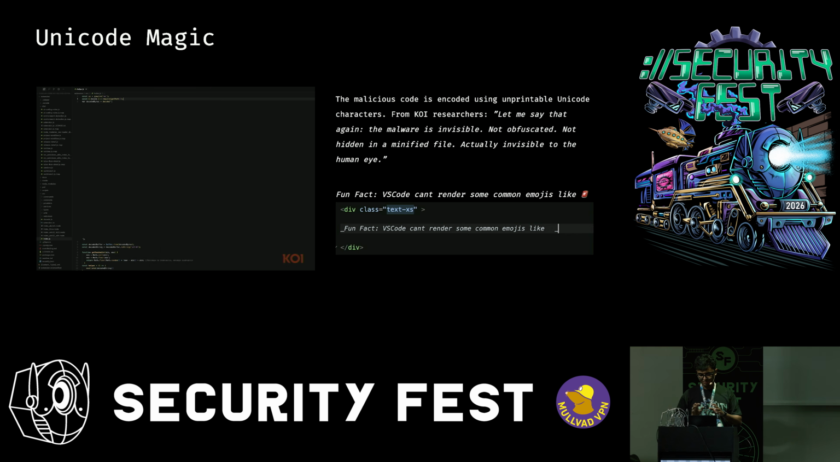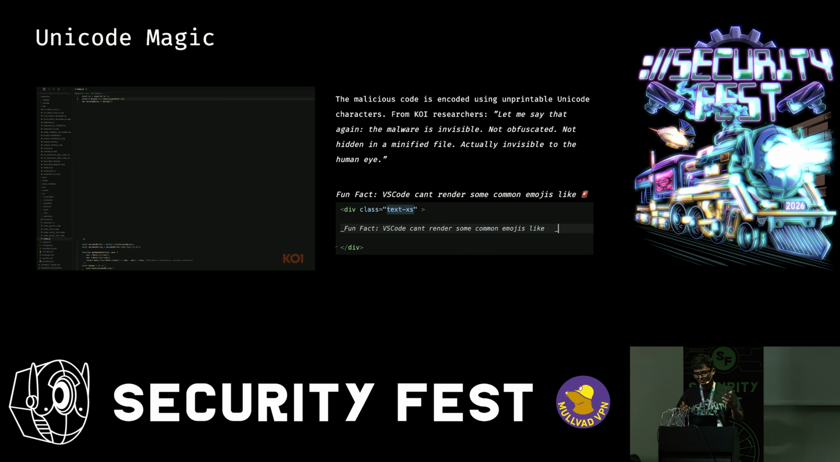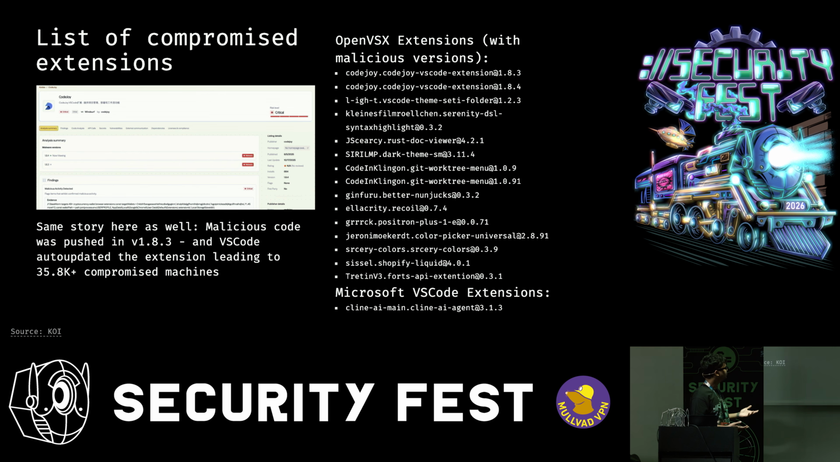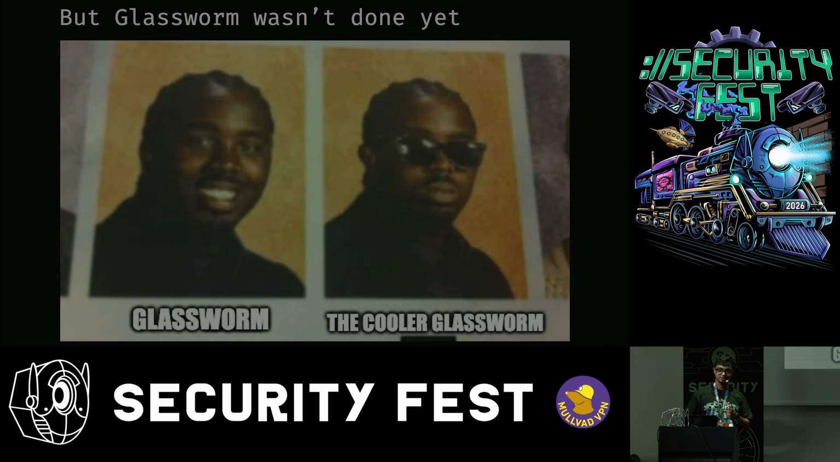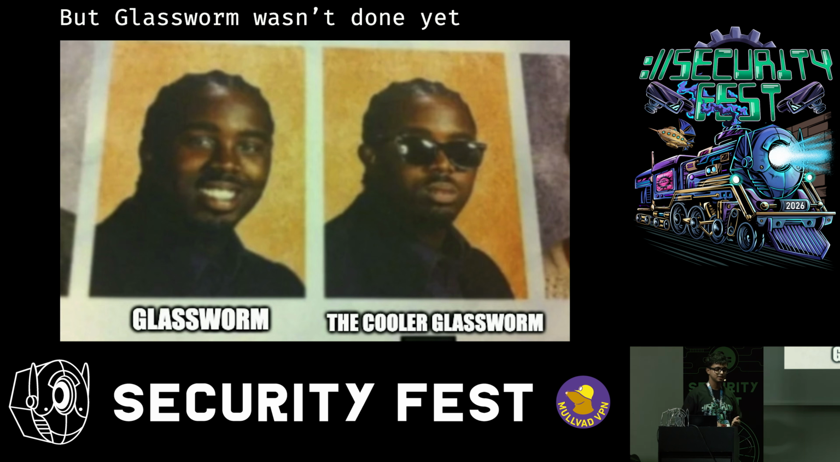This was published by the Koi research group, and they said that this whole chunk has Unicode characters which actually encode the payload. And it makes sense, because when I was making this, I tried typing some emojis, and VS Code wouldn't render them. So it's very easy to hide Unicode characters in there, extract the malware, and do evil stuff. And there were a bunch of extensions compromised. As we can see, OpenVSX had a lot, Microsoft had some, but at the end of the day, a compromise is a compromise. But Glassworm wasn't done yet. It was like, you know what? I'm going to come back stronger.